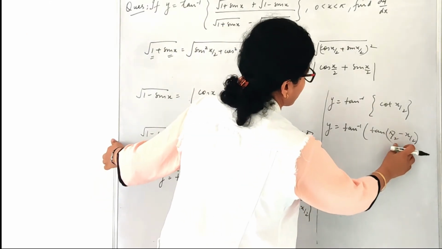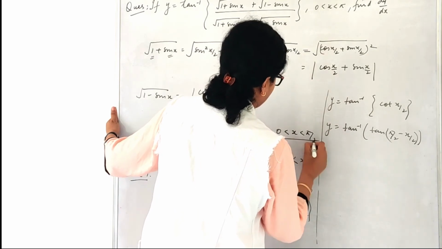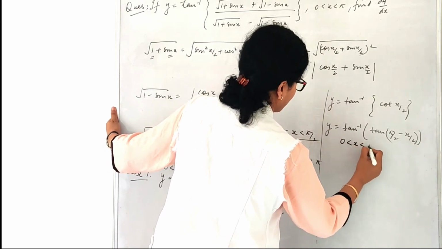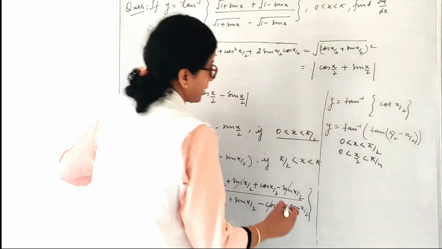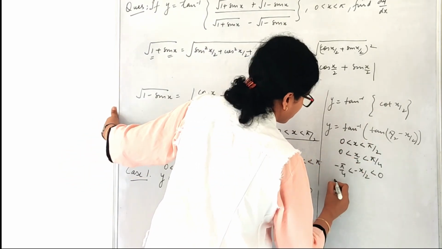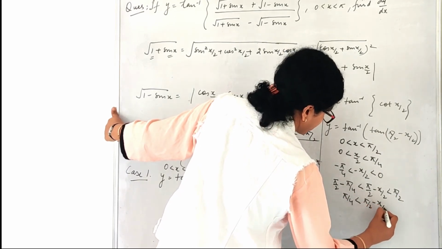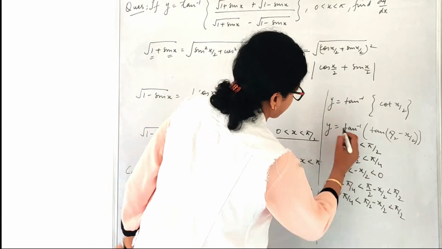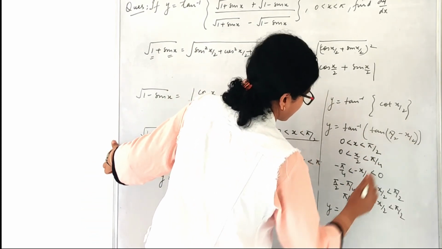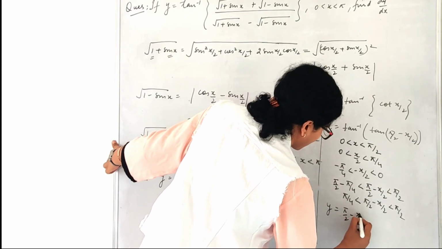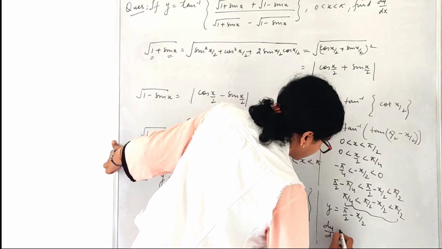So now I have to check my angle. So let us check. So my x belongs to this region, 0 to pi by 2. Divide throughout by 2: 0 to pi by 4 for x by 2. Now put a minus sign and add pi by 2. So basically I am getting pi by 4 to pi by 2 for pi by 2 minus x by 2. Okay. So now my y is equal to tan inverse tan of pi by 2 minus x by 2, which will become pi by 2 minus x by 2 because it lies in the range. So dy by dx is equal to minus 1 by 2.